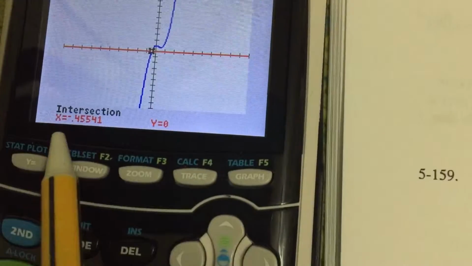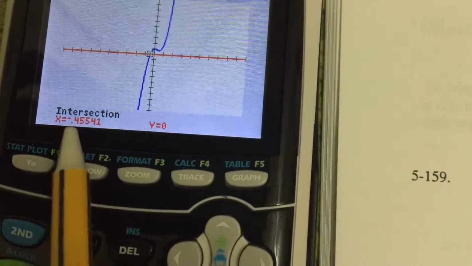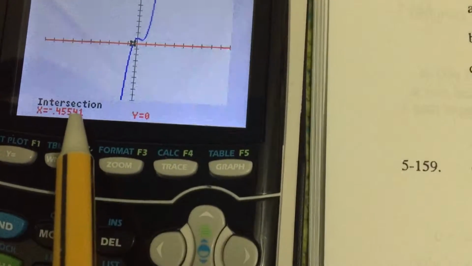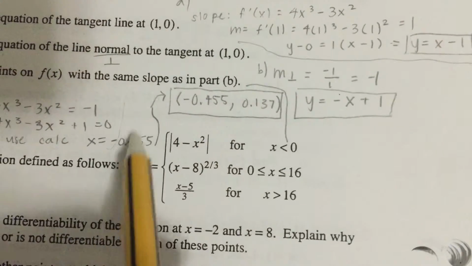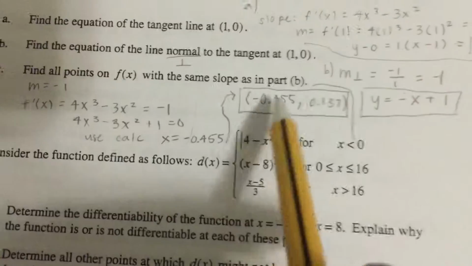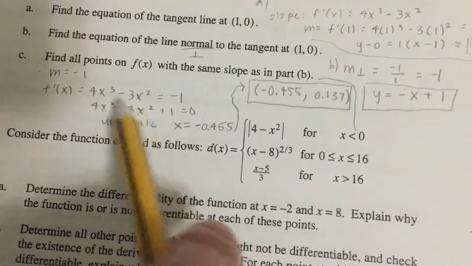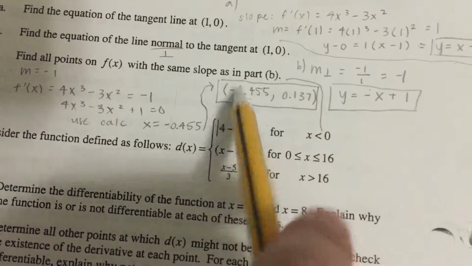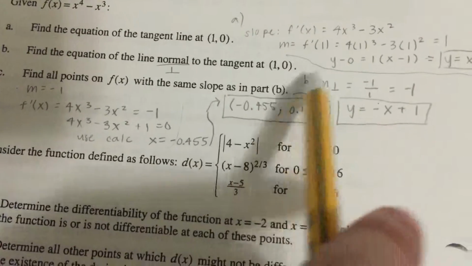So a point is at x equals negative 0.455. And I just plugged negative 0.455 into our equation, and I got 0.137, and that's a point that has the same slope as in part B.